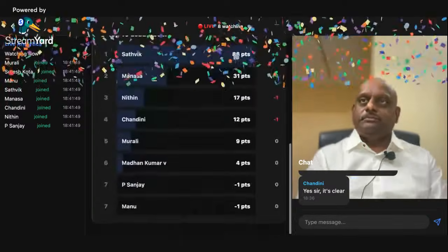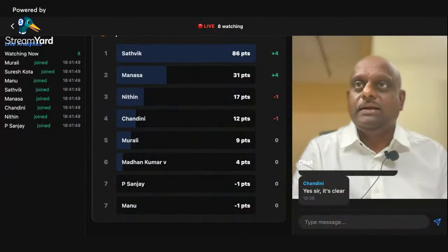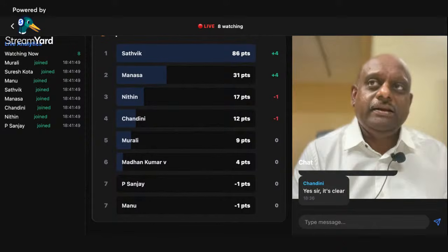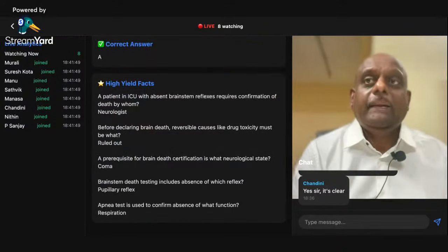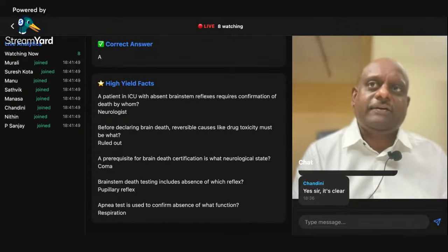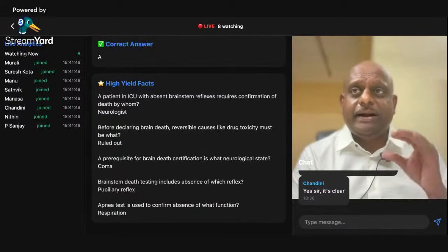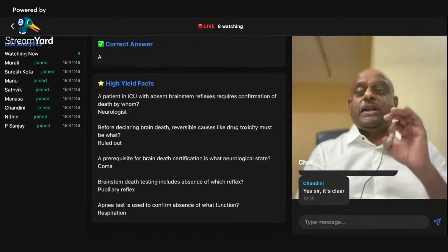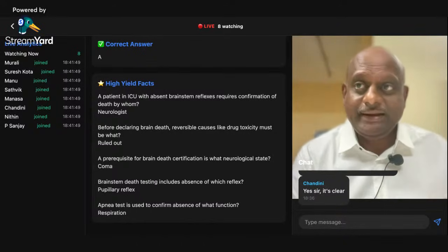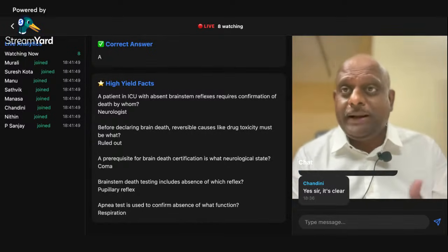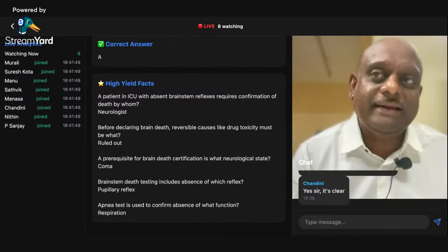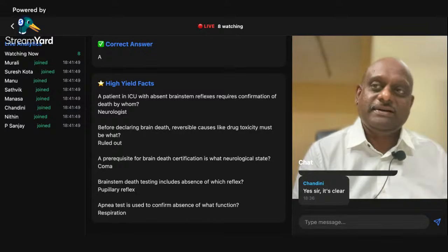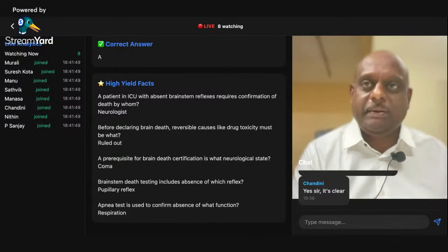So, you should remember, good. Satvik and Manasa are closely trailing. It is brainstem death. A patient in ICU with absent brainstem reflexes requires confirmation by a neurologist. Before declaring brain death, you need to rule out reversible causes, especially drug toxicity, particularly barbiturate toxicity. And it is the absence of the pupillary reflex which is indicative of brainstem death. And apnea test is used to confirm the absence, is what you need to remember.